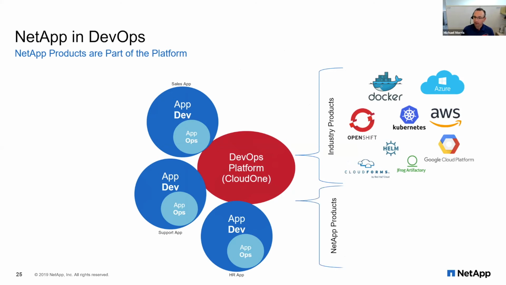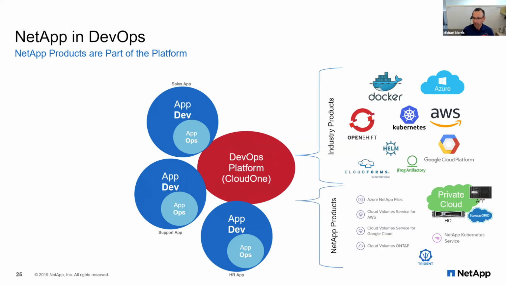And then NetApp products also fit into the DevOps platform, whether that's Cloud Volume Services or NetApp Trident or Kubernetes services, or a private cloud built on NetApp HCI and All Flash FAS and StorageGRID. All these NetApp products are ultimately being integrated into the DevOps platform to make that platform more robust and feature functional to service the DevOps teams in their application development.